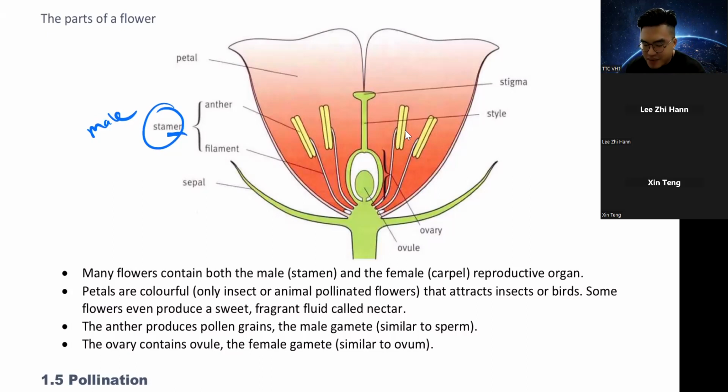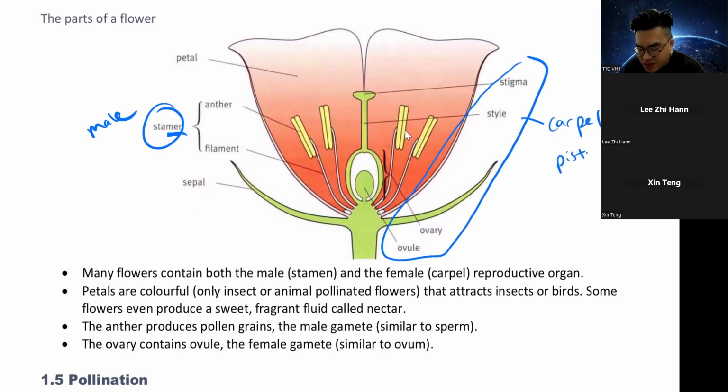Okay, stamen is male. And then this is your pistil, or some books they call it carpel. Some they call it pistil. This is the female part. Okay, 女孩子的部分. This is the female part. Okay, you might say, sir, why so weird one? Why this flower got male and female one?